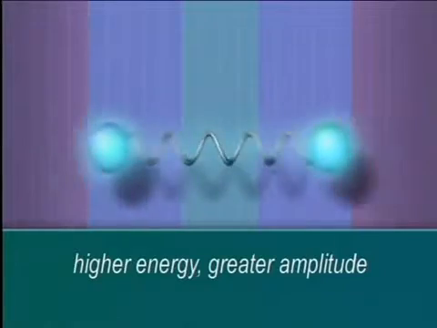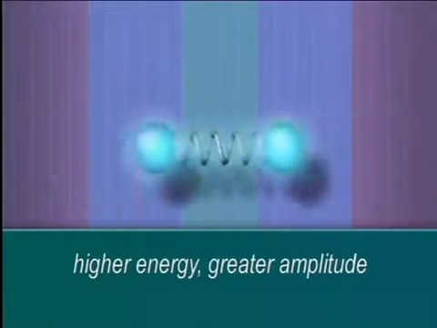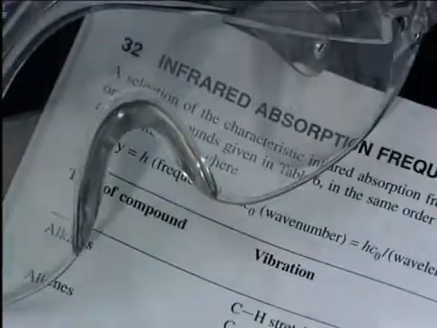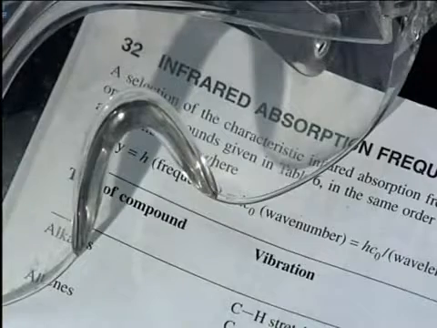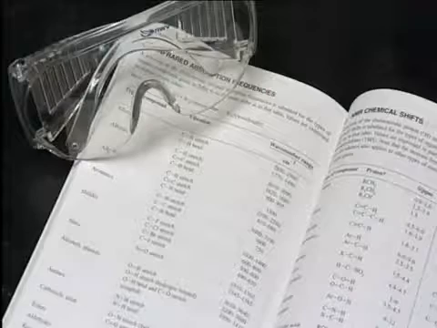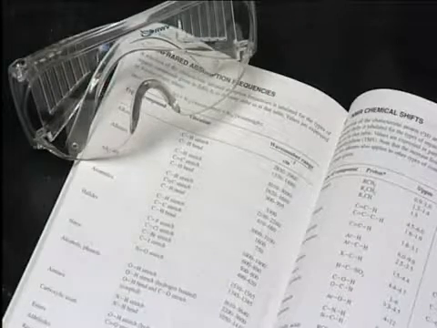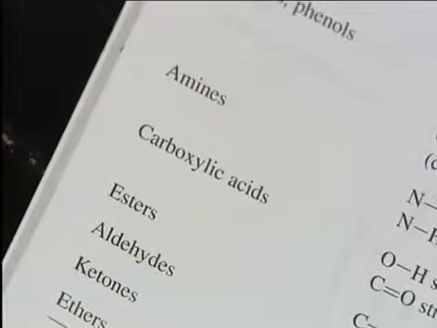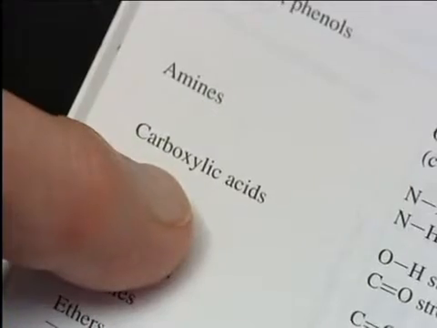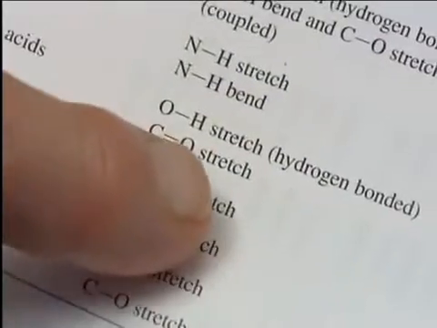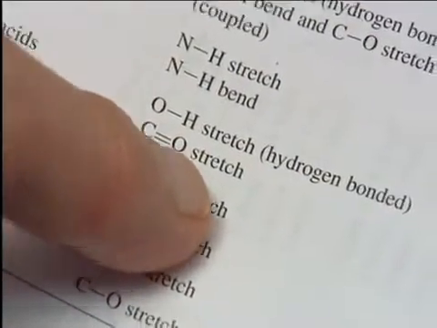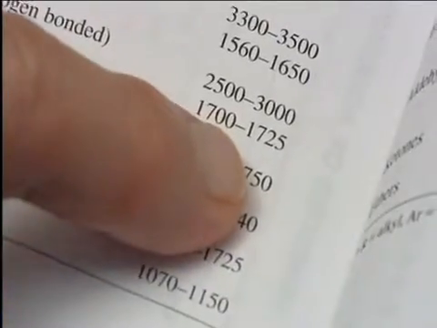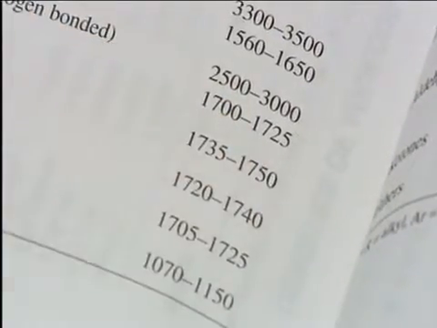Most bonds absorb energy in the infrared region of the electromagnetic spectrum, which corresponds to heat. Each bond, such as O-H, C=O, N-H, and so on, absorbs at a particular frequency, and this allows it to be identified. For historical reasons, and because the numbers are easy to work with, chemists dealing with IR spectra use units called wave numbers, measured in centimetres to the -1, which are proportional to frequency.